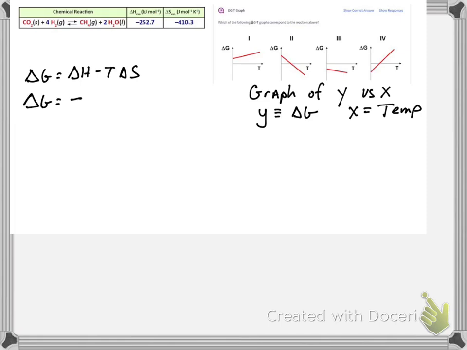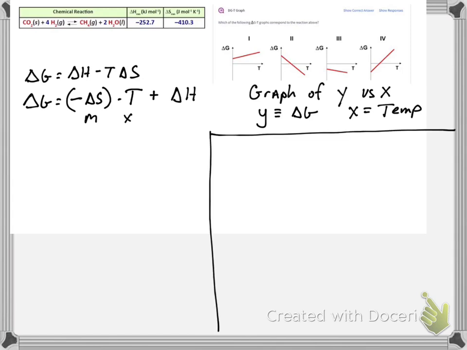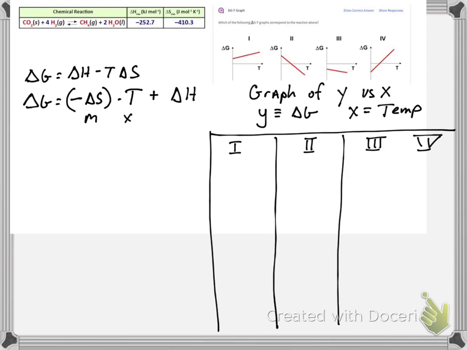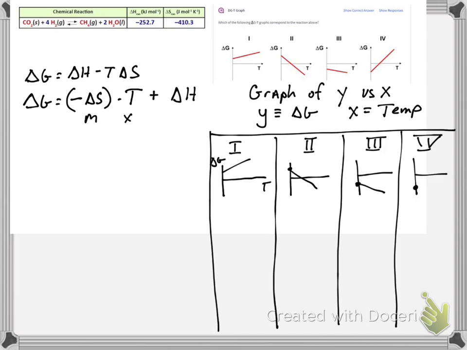But to graph it, we're going to rearrange it. So we get minus delta S times T, and that's our slope. That gets us into our y-intercept form, which is mx plus b. What we're going to do is split the four options, and we're eventually going to summarize the options. But first we need to analyze how we would take the delta H and delta S data given. These are the four graphs.